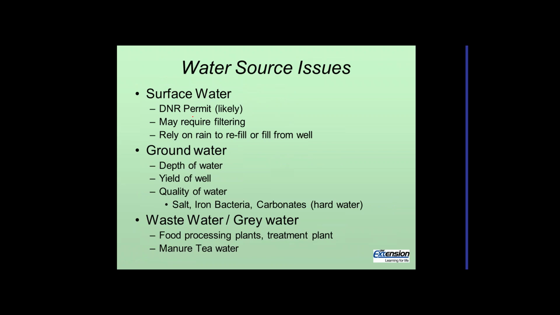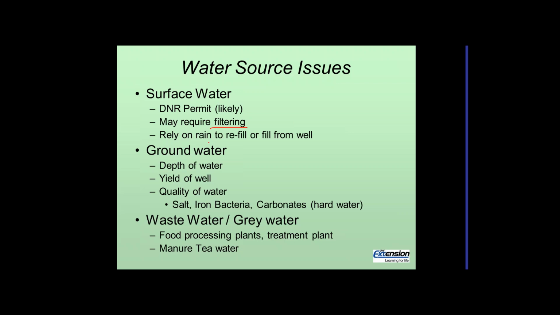For surface water, a DNR permit will be required. It may require filtering to get particulates out, depending on what kind of irrigation system will be used downstream from the surface water. One of the issues here is that when we need irrigation water the most is typically when we have the least amount of rainfall. So if we're relying on rain to refill a pond, for instance, that may be a problem, or if it's a spring-fed pond and in a drought situation the spring dries up, that can be a problem.